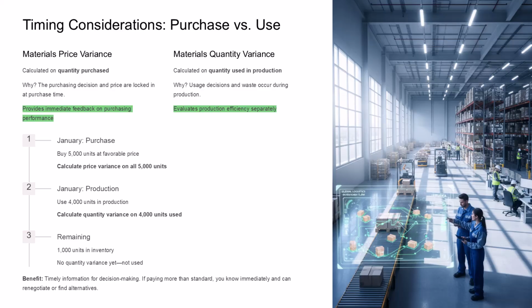If you're paying more than standard for materials, you want to know right away so you can renegotiate, find alternative suppliers, or adjust your standards if market conditions have changed permanently. You don't want to wait weeks or months until production uses those materials. Timeliness of information is a critical component of useful information. As Bill Gates says, how you gather, manage, and use information will determine whether you win or lose. Variance analysis with proper timing gives you information when it matters. Now let's synthesize everything we've learned and talk about how organizations actually use variance analysis in practice.